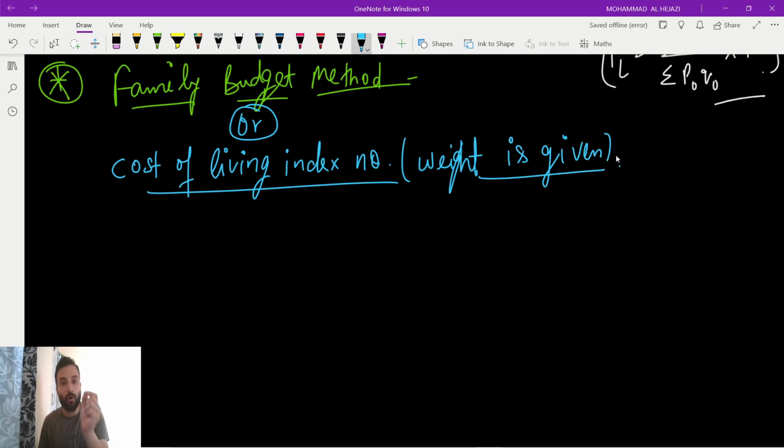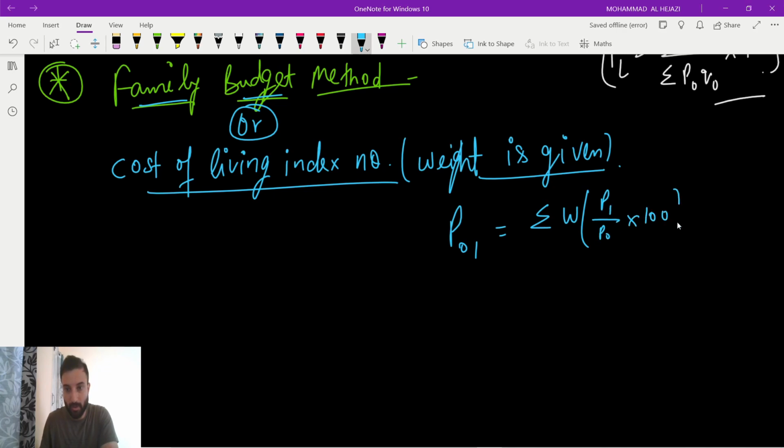If they say find the cost of living index number and weight is not given, only price and quantity is given, then we will use that Laspeyres index number formula. But if they say to find the cost of living index number and weight is given, then we use the same family budget. The formula is summation of W, summation of W times P1 by P0 into 100 divided by summation of W.